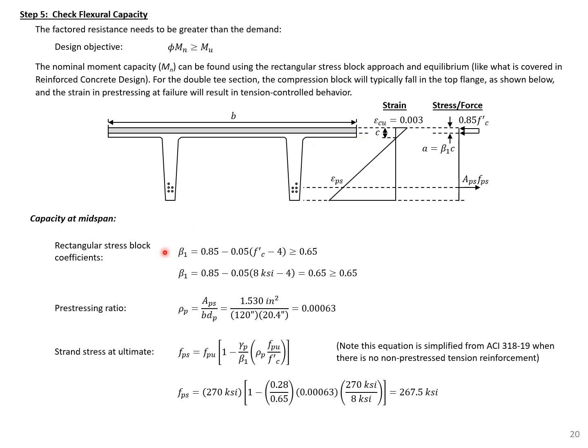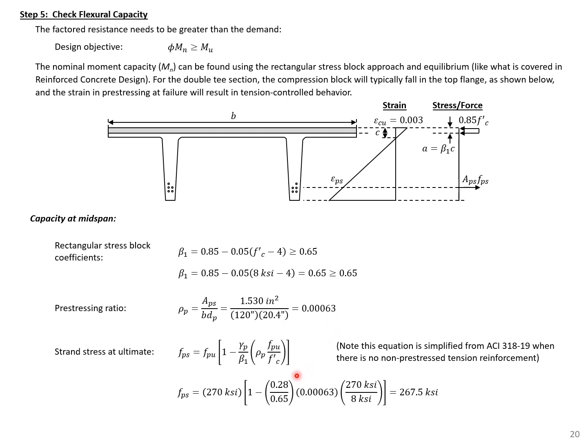So here we can calculate our beta 1 factor. Our beta 1 for 8 ksi is going to be 0.65. We need our pre-stressing ratio, which is our total pre-stress area divided by b, the width of our compression face, which is here 10 feet or 120 inches, times d sub p, the distance between the compression face and the centroid of all your strands, 20.4 inches. So we have a pre-stressing ratio here.